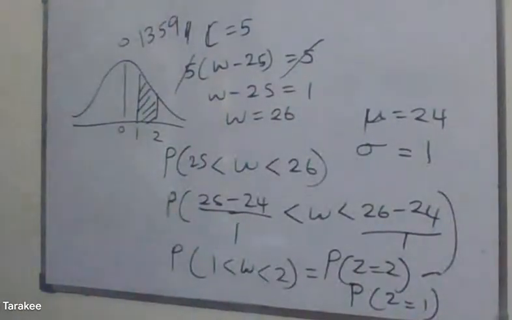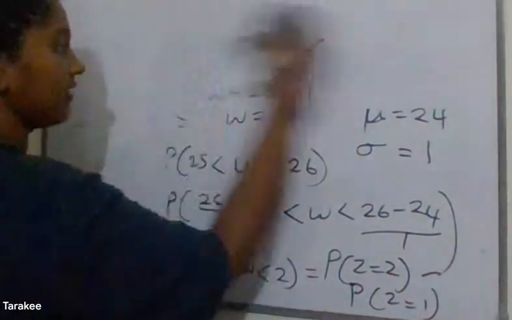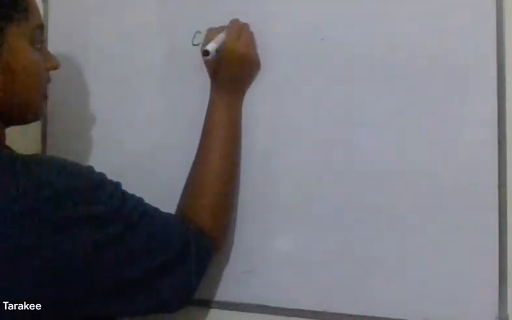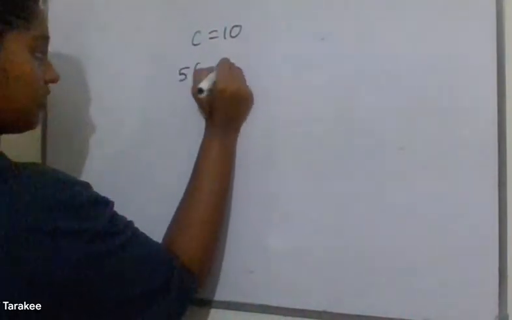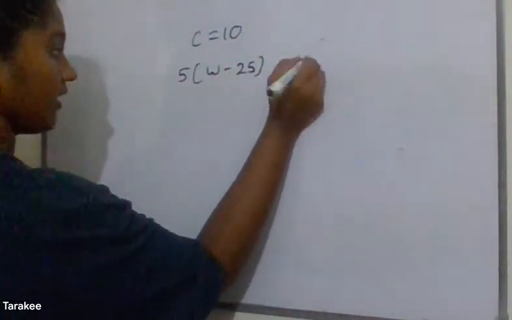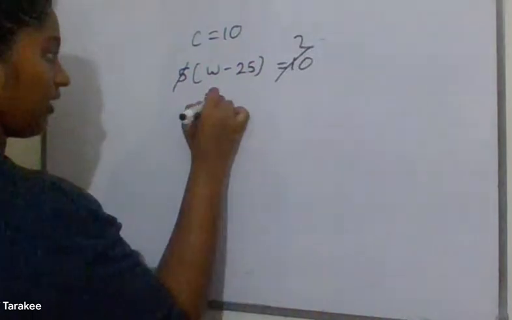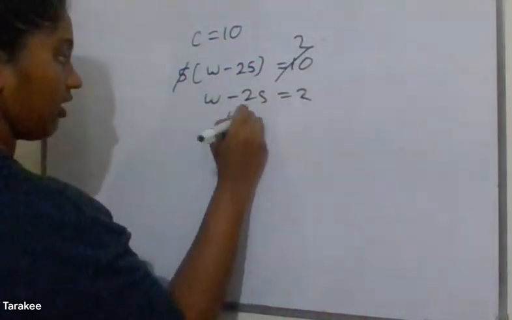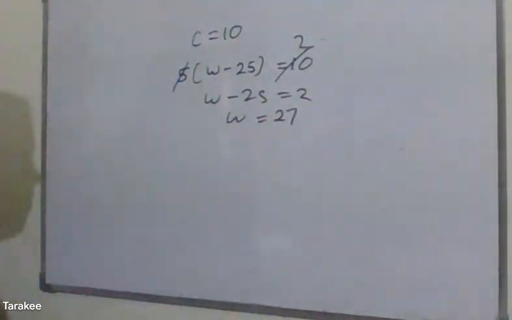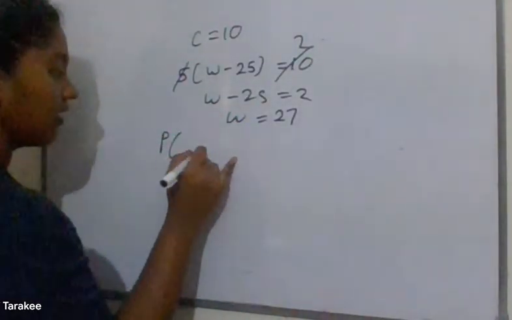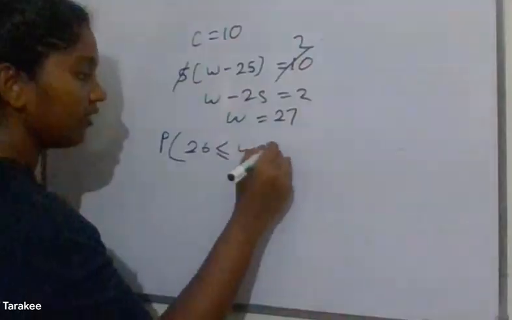Next one, they ask me C equals 10. Again substitution. C equals 10. So the C expression is 5W minus 25 equals 10. Cancel 5, 2 remaining. W minus 25 equals 2. W equals 25 goes to the other side, so 27. So W should be in between 26 and 27.